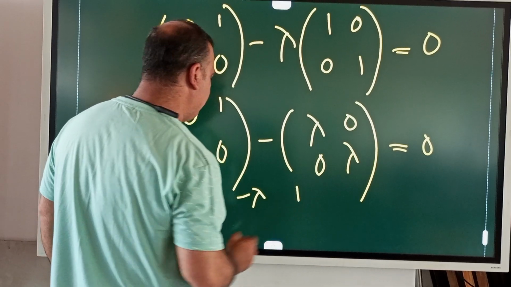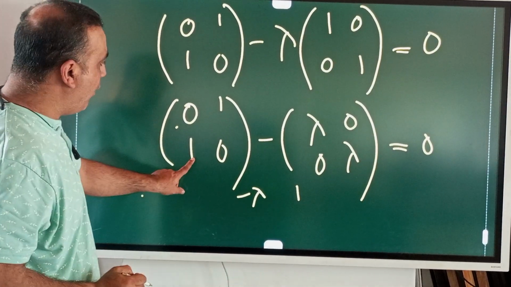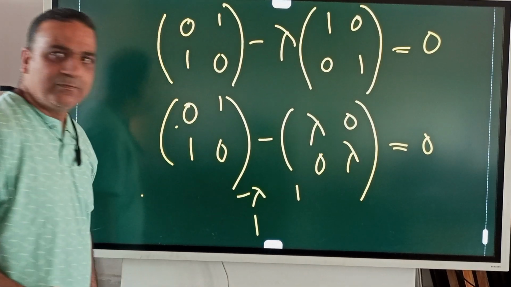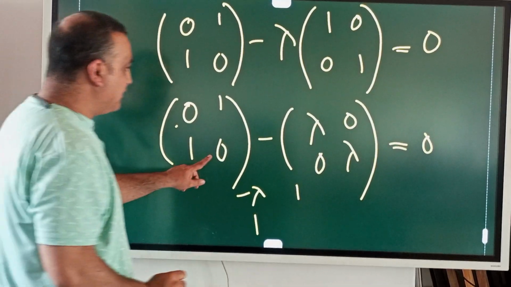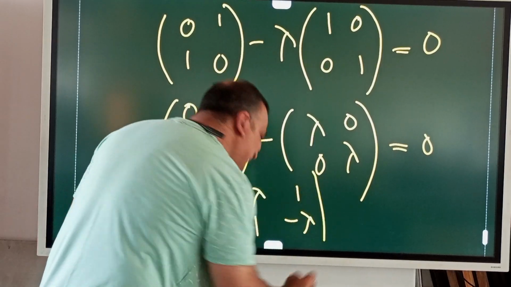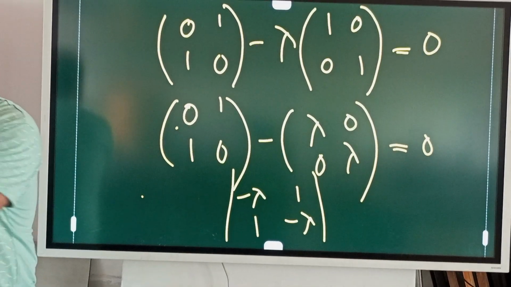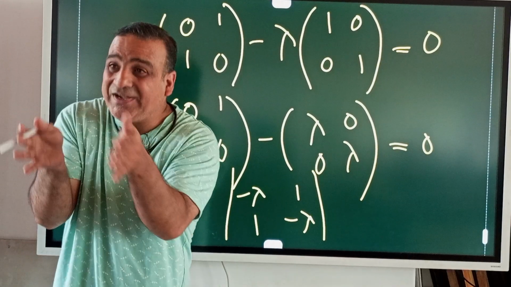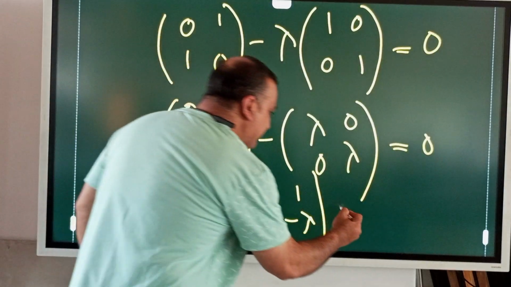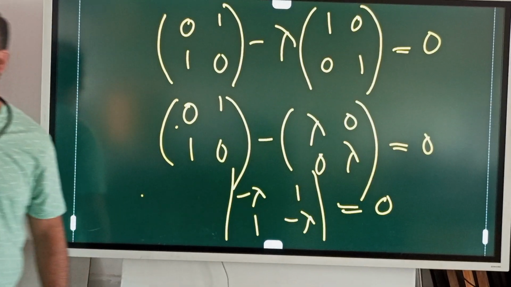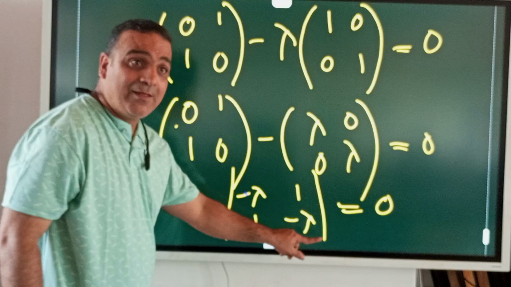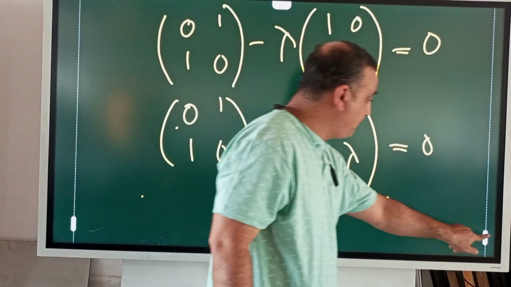So this will give me 1. Fine? Now 1 minus 0 will again give me what? 1. Right? And 0 minus lambda will give me what? Now I will take its determinant, because I have to take the determinant of the result of the matrix thing that we have done inside. So this will be equal to 0. Right? Now solve it. So you will get lambda square minus 1 equals 0.